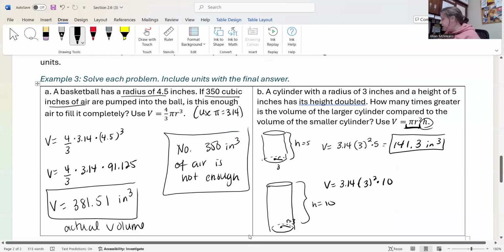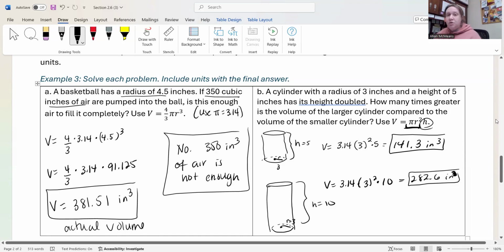Which should be expected. So we get 282.6 cubic inches. All right, so we can see here the volume of the smaller cylinder is half the volume of the larger cylinder. If I take 141.3 and multiply it by 2, I get 282.6. If I take 282.6 and divide it by 2, I get 141.3.